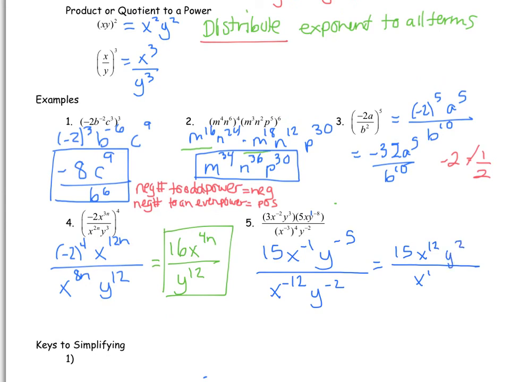And same thing with the y's. Send the y squared to the top and the y to the 5th to the bottom. Now they can do battle. So now I'm going to still have that 15 on top. For the x's, the top wins by 11 guys, and for the y's, the bottom wins by 3.